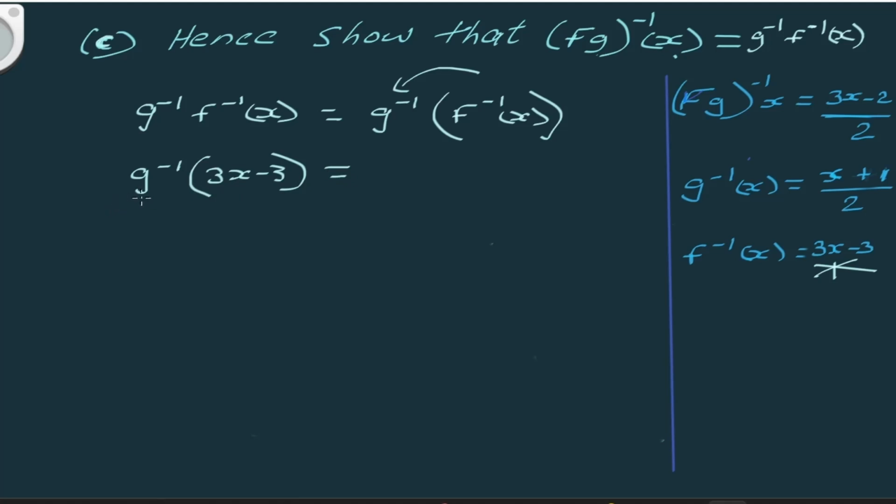And now the inverse of function g is x plus 1 all over 2. Right, so now we have our setup here, so it's important to get the setup correct. So now this is the function g inverse, which is x plus 1 all over 2. Into this function, we're going to input 3x minus 3, which means that anywhere we see x in the inverse of function g, we're going to replace it with 3x minus 3. So 3x minus 3 plus 1 all over 2.